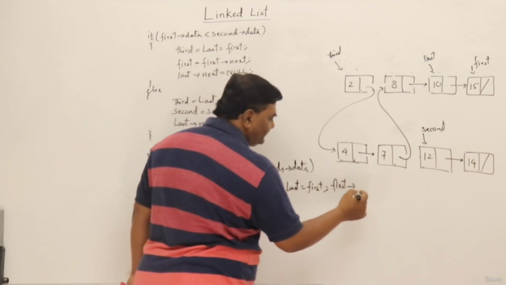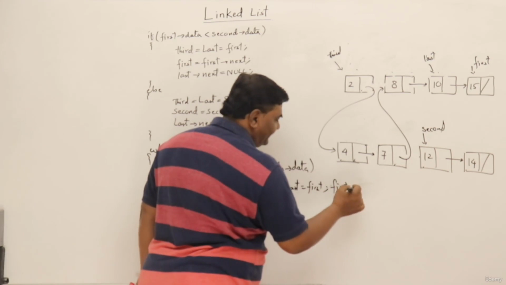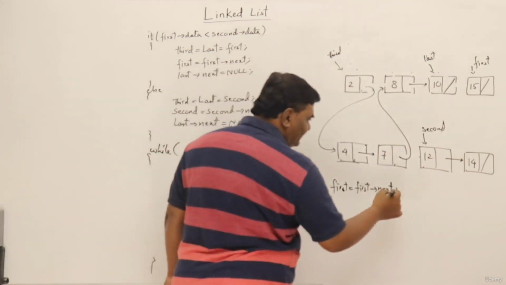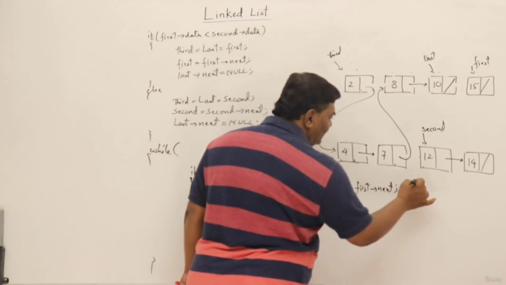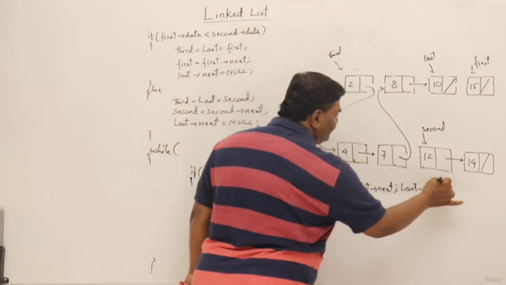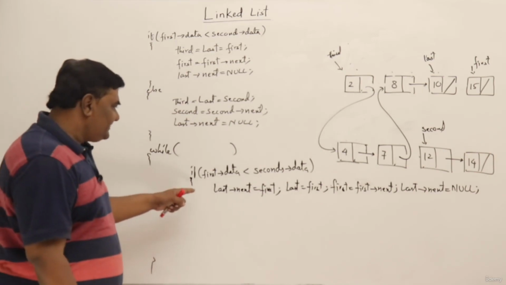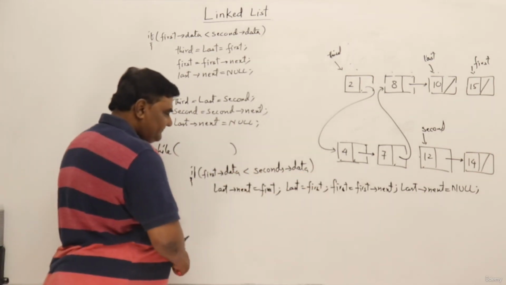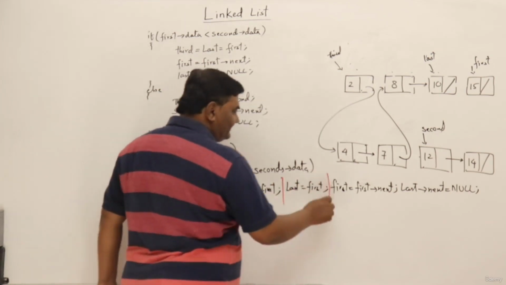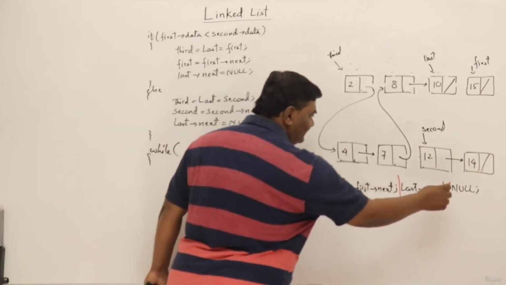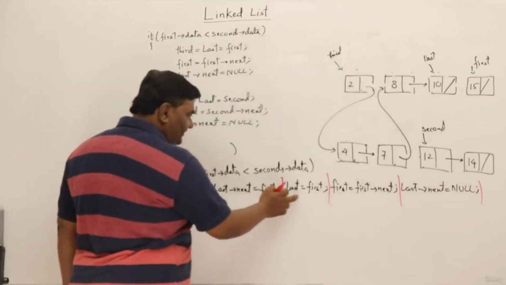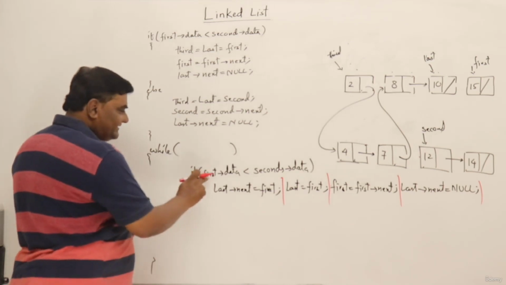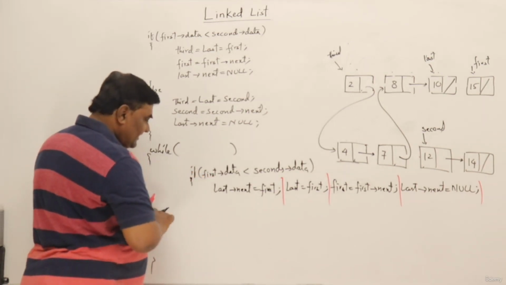How to move first to next node? First assign first's next. Then make last next as null. I'll continue here only. Last next should be made as null. Lack of space, so I have written it in a single line. You can see that these are the statements. This is one, then next statement, then next, and next. So total 1, 2, 3, 4 steps I am performing if first is smaller.